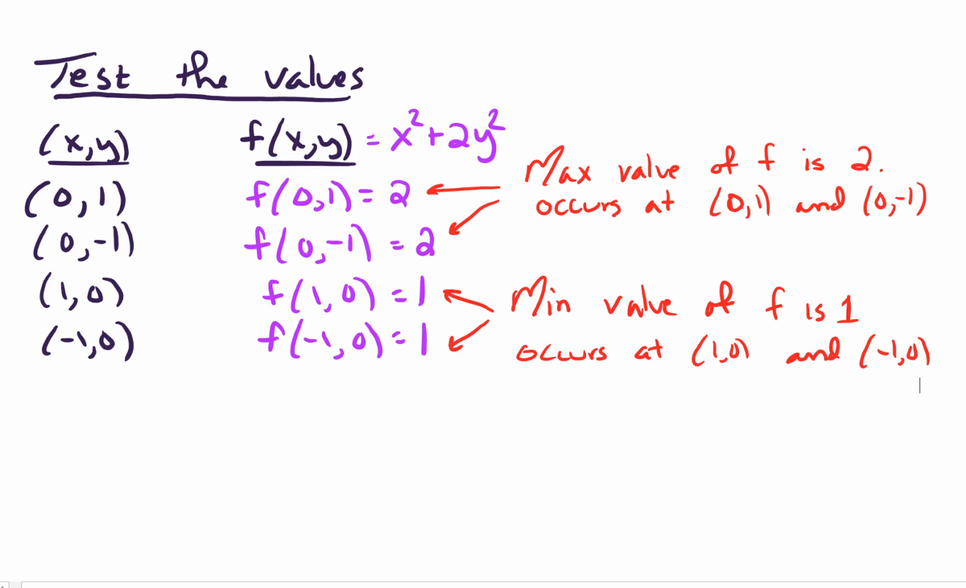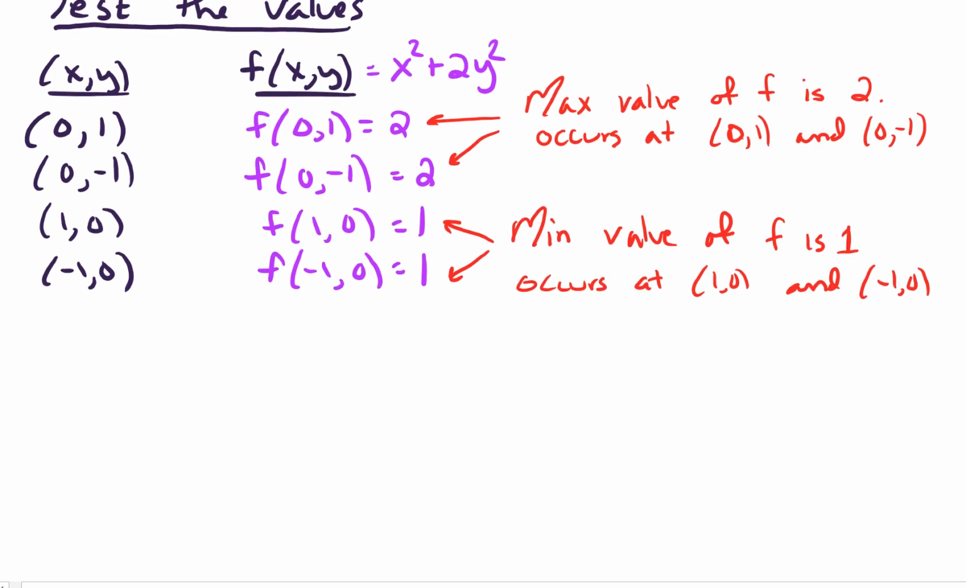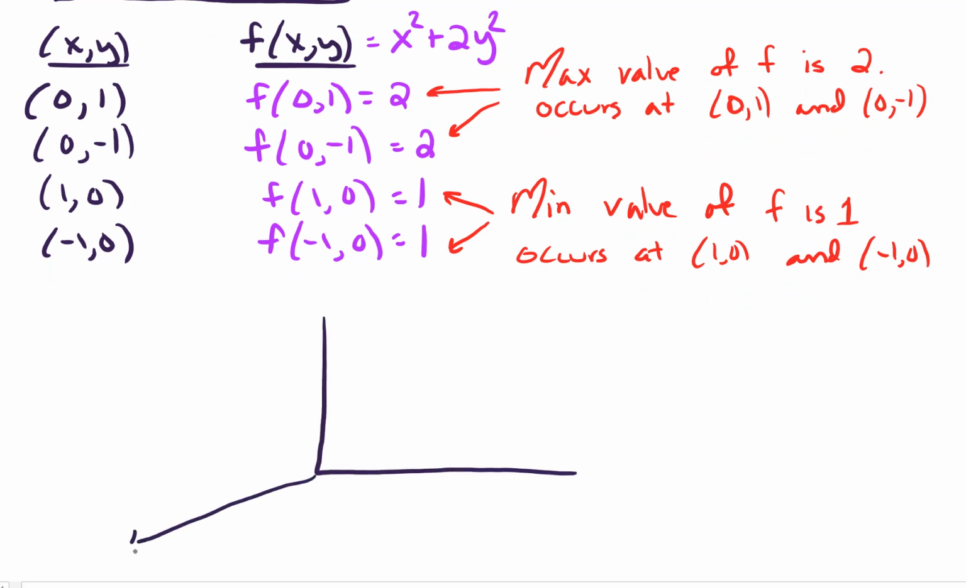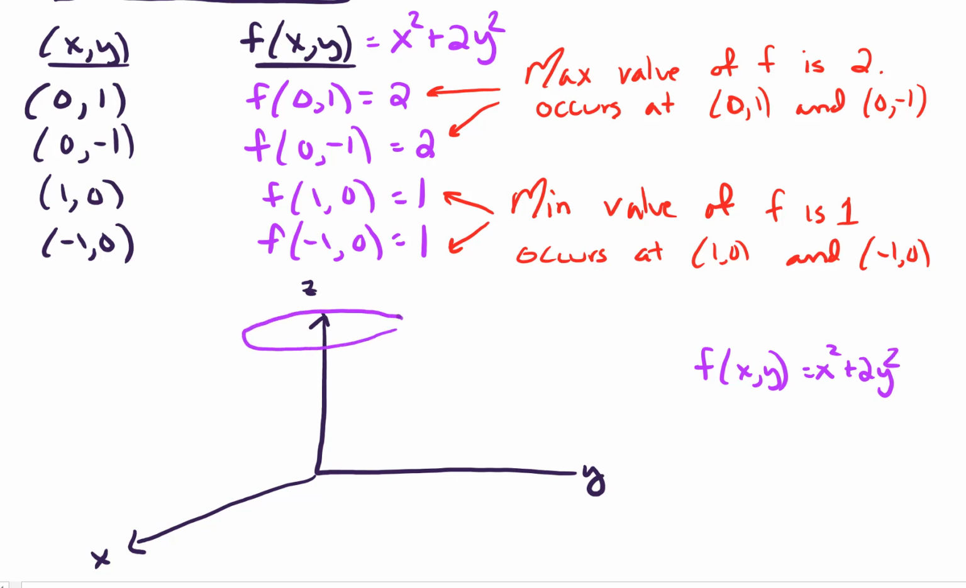So what is the picture of this? What's really going on here? Let's take a look at a visualization of this particular function. So we're going to graph our surface, x, y, z. I'm going to graph f of x, y equals x squared plus 2y squared, and that is some sort of surface like this. Looks like an elliptic paraboloid. Okay, so it's got some shading there.